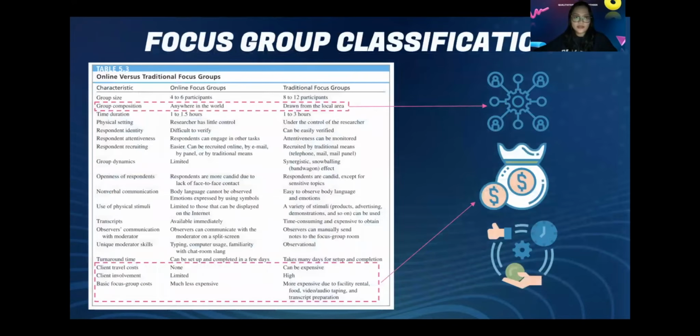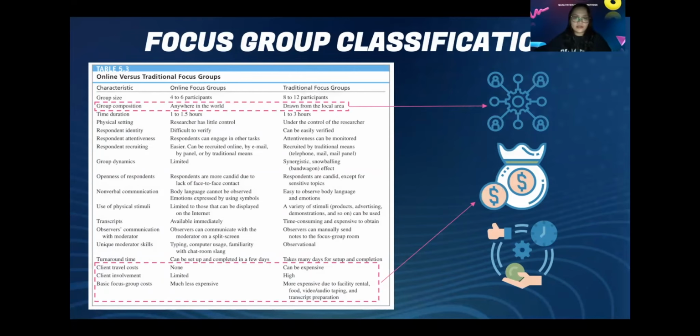Then next, when you do the focus group, it has 2 ways. It's the online and traditional, and we have some slight differences between these. Firstly, about the composition. When you do the online focus group, you can do it anywhere in the world, but in the traditional, you have to draw from the local area.